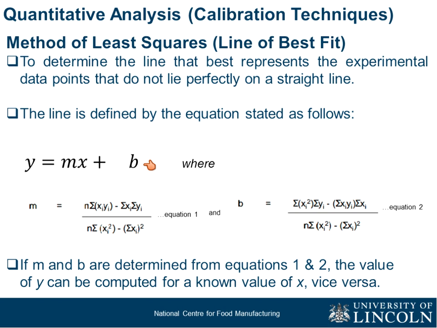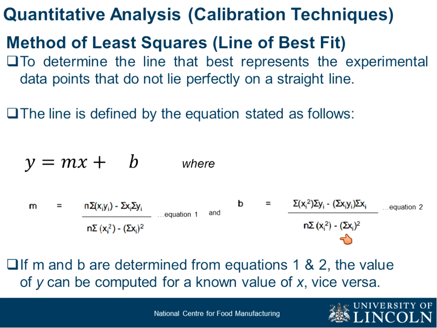Now, the general equation is given as Y equals MS plus B. Your M is given as this, and your B is given as this. So, your Y, don't forget, is the machine response, and your S is the concentration. So, don't forget the two. If you look at your M and your B, your M can be determined using this formula, and your B can be determined using this formula.